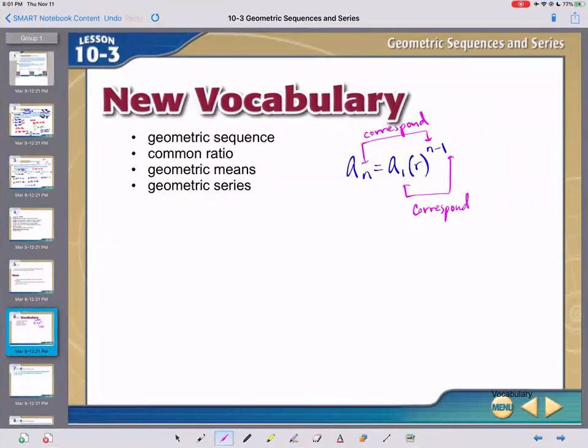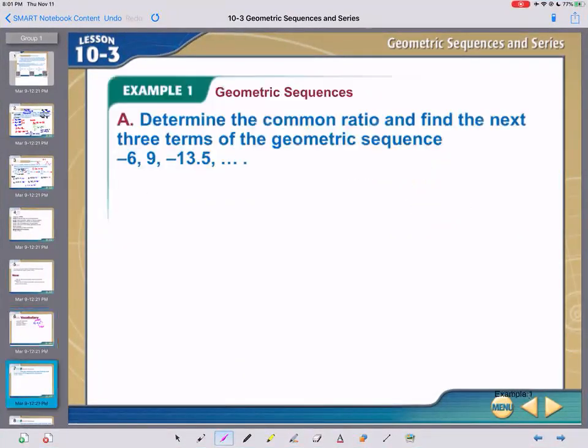All right, so let's now take a look at lesson 10.3. First it says, determine the common ratio and find the next 3 terms of the geometric sequence. The first thing that's helpful to know is how this compares to arithmetic.